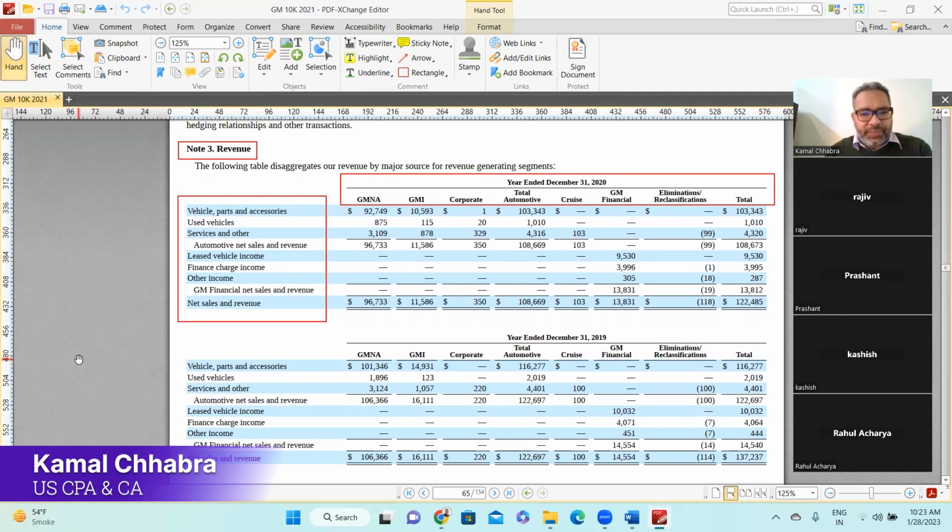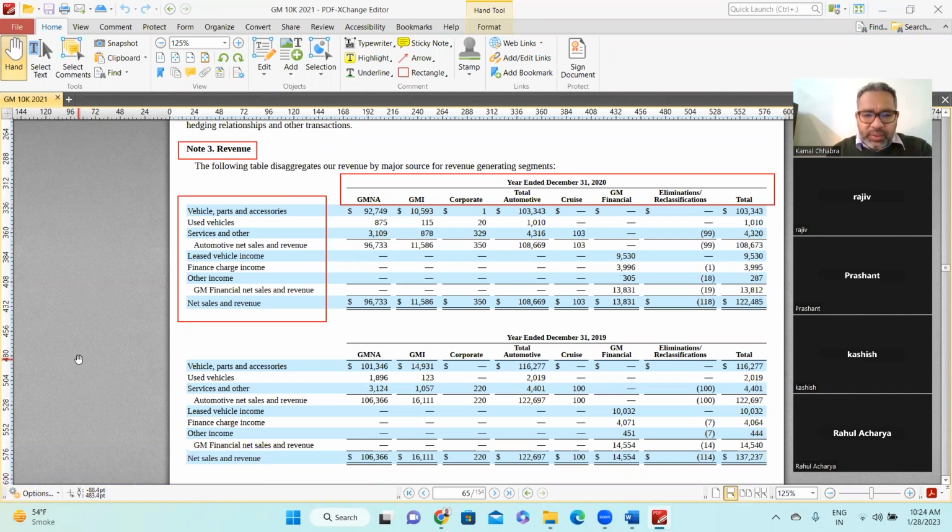right? And if you see the left-hand side columns, what is the sales from vehicles, parts and accessories? What is the sales of used vehicles they have sold? That means second-hand vehicles they have sold. Third is services and other, right? What all revenue they have generated from the services, right? And then after, if you see lease income, financing, other income, which is General Motors Finance income, right?